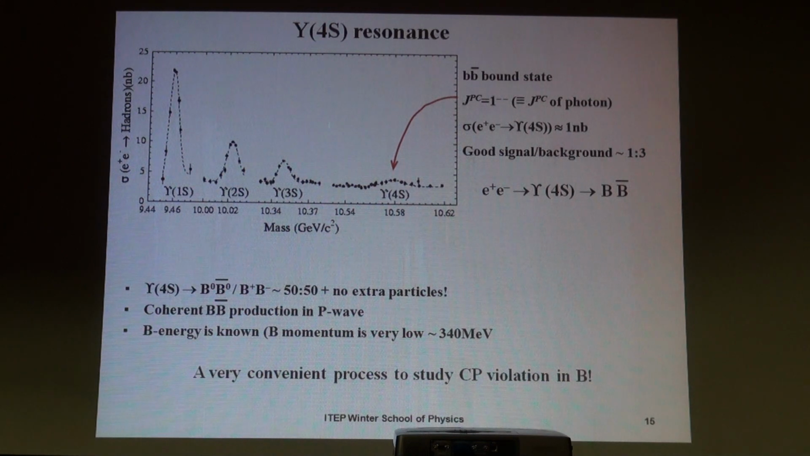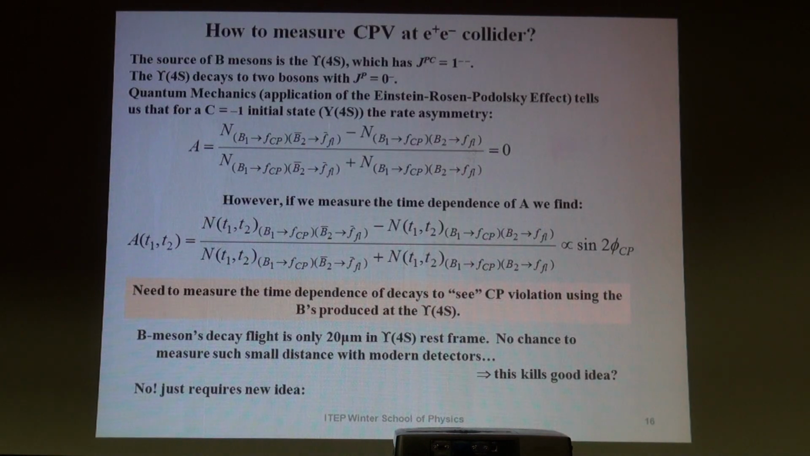Another important thing for experiments is that the energy of the B mesons is known a priori, because it is just equal to half the energy of the center of mass system, or just equal to the energy of the electron or positron beam in the center of mass. So it's really a very nice source. The problem is that if we just try to calculate the CP violation integrated over all decay times, we will find that it vanishes, it's just equal to zero. It exists, but we cannot measure it.